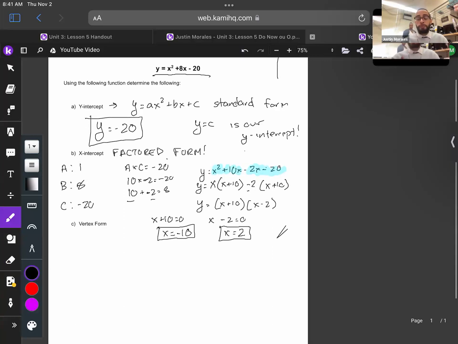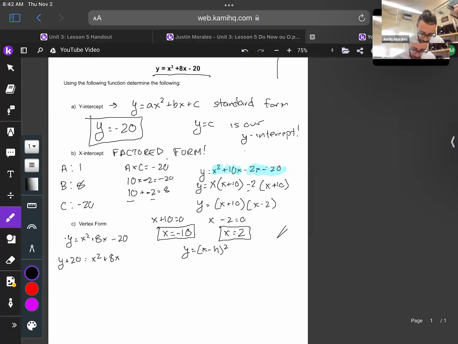So now we need to get into vertex form, and that's when we have to complete the square. So I'm going to quickly just rewrite the equation. And the first thing I'm going to do is add 20 on both sides. Let me remind you what vertex form is. It's y equals x minus h squared plus k. So within our vertex form, we have a perfect square. So we're going to go ahead and turn our quadratic into a perfect square. And in order to do that, we only need our a and b values.